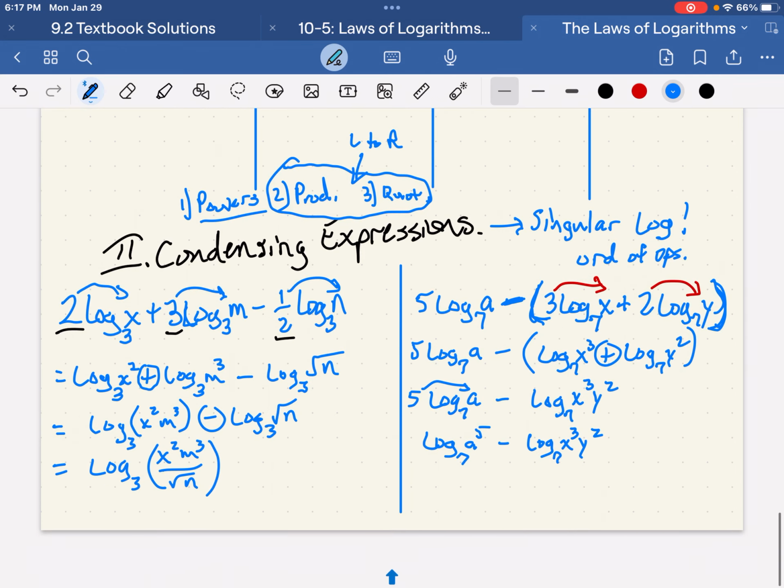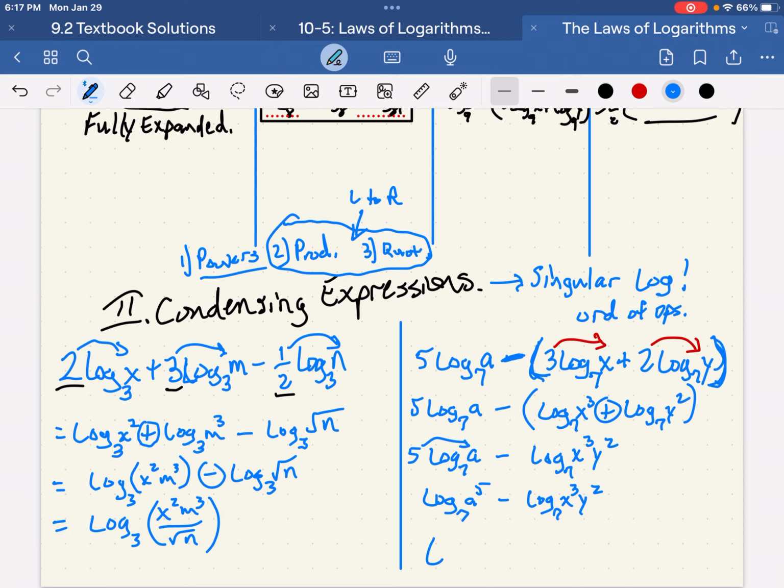Well, the quotient rule would say that I'm finished with a singular logarithm base 7 with an a to the 5th numerator over an x cubed y squared denominator. So that is your 3 laws of logarithms and how to use them to expand and condense expressions. You've hopefully taken notes. Now you'll see that there's an attached practice sheet as well.